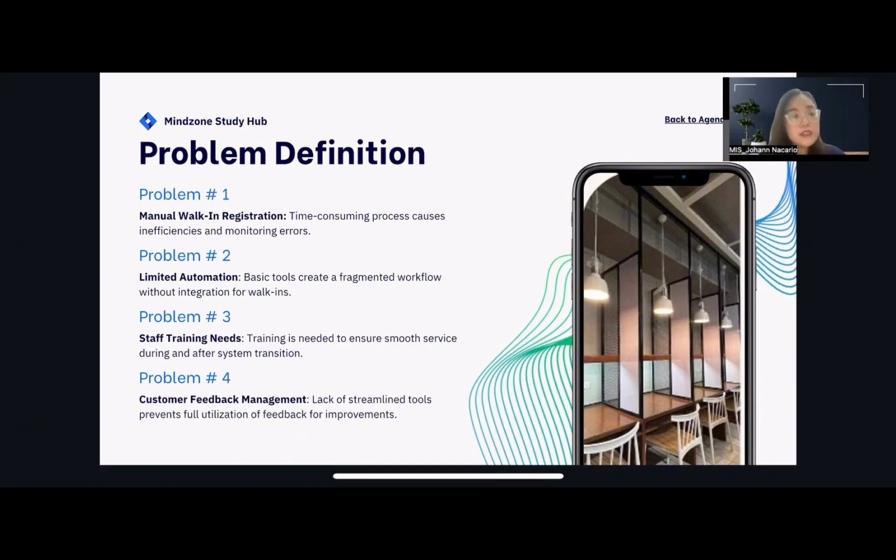Problem number 3 is the staff training. So training is needed to ensure smooth service during and after the system transition. And problem number 4 is the customer feedback management. The lack of streamlined tools prevents full utilization of feedback and improvements.